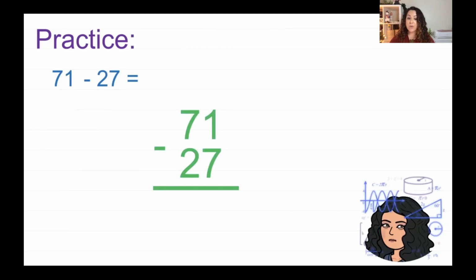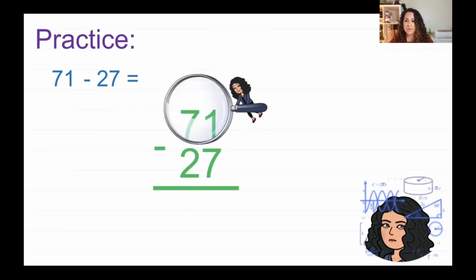So I have 71 take away 27. I don't have my place value mat, I don't have my place value chips, but I have my number in vertical form. Now the steps stay the same. I'm going to look at that top number, and I'm really going to focus on it because I want to see, am I going to have to unbundle a 10? So the number on top is a 1, and the number below is a 7. Am I going to have to unbundle? Absolutely, because I can't take 7 ones from 1.